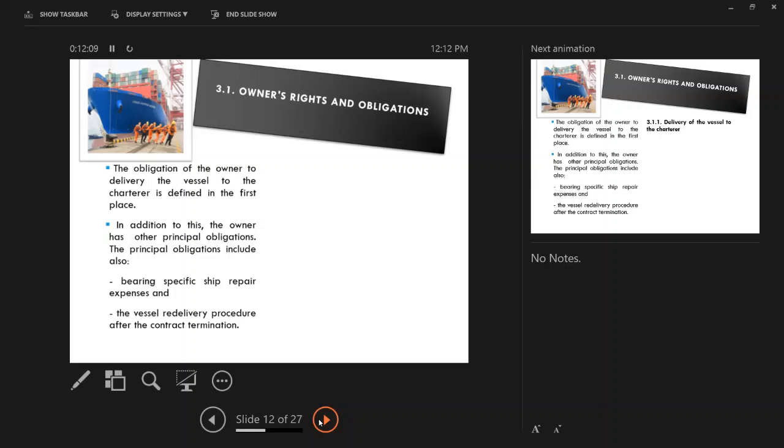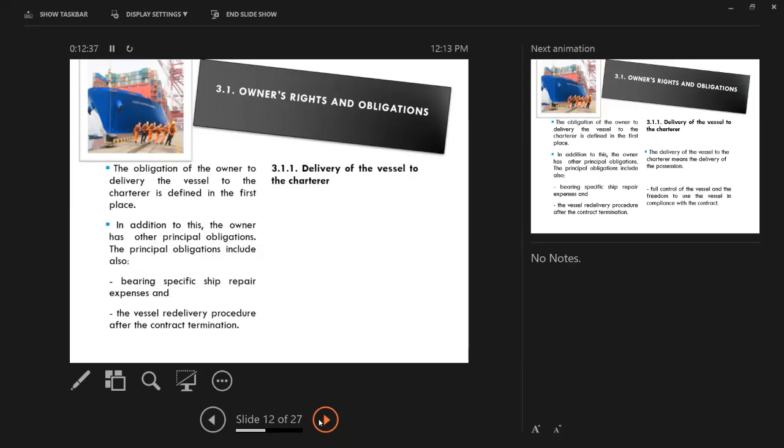in the first place. But in addition to this, the owner also has some other fundamental obligations, such as, for example, to bear specific ship repair expenses, and the principal obligations also include the vessel redelivery procedure after the contract termination. But let's see some specifics about delivery of the vessel.